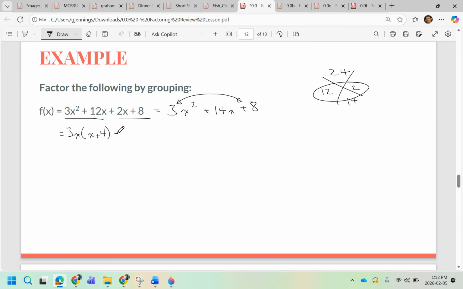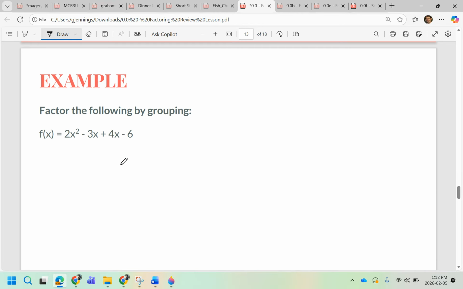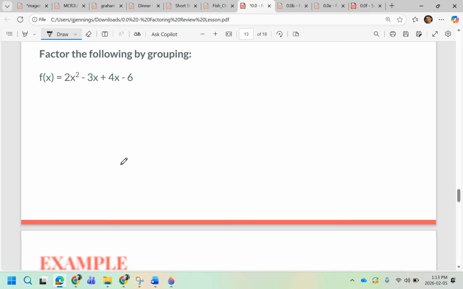And there's our common factor 2. So that comes out of x plus 4. And then we have that common binomial factor there, which again comes out. 3x plus 2 multiplied by x plus 4. Factor by grouping. Nothing new. We've been doing that for a few years. But it shows up new. Let's keep going a little bit.